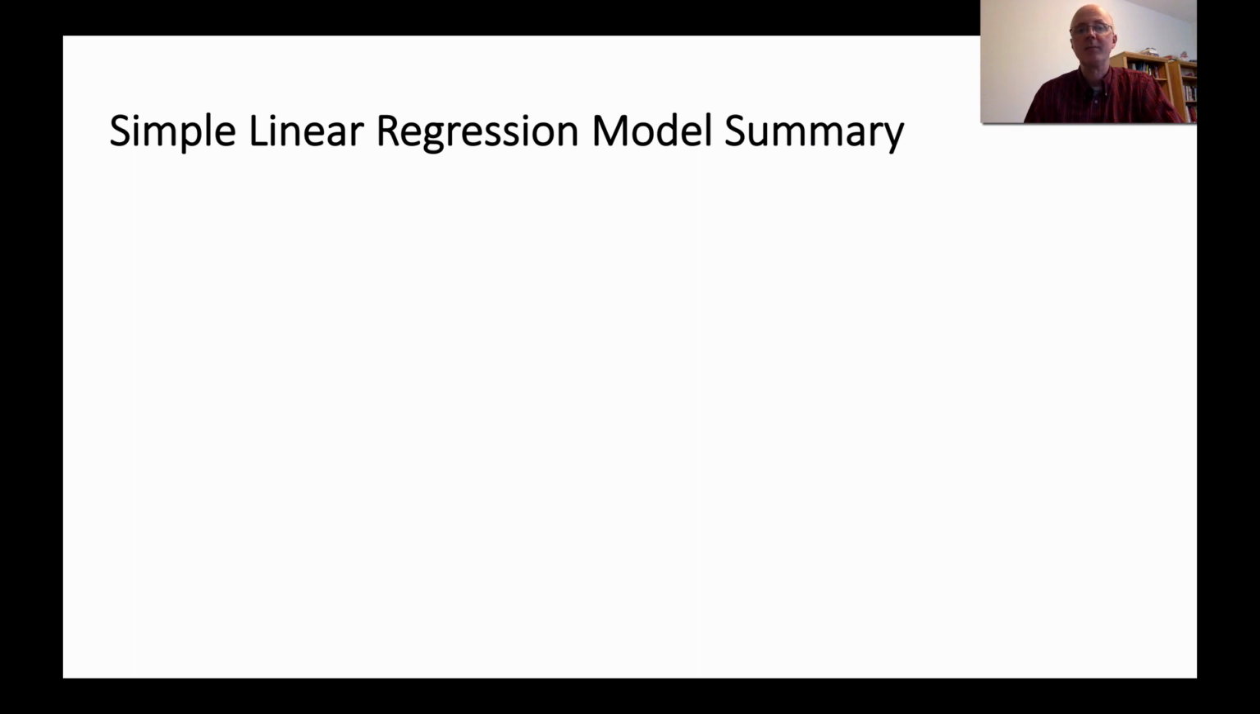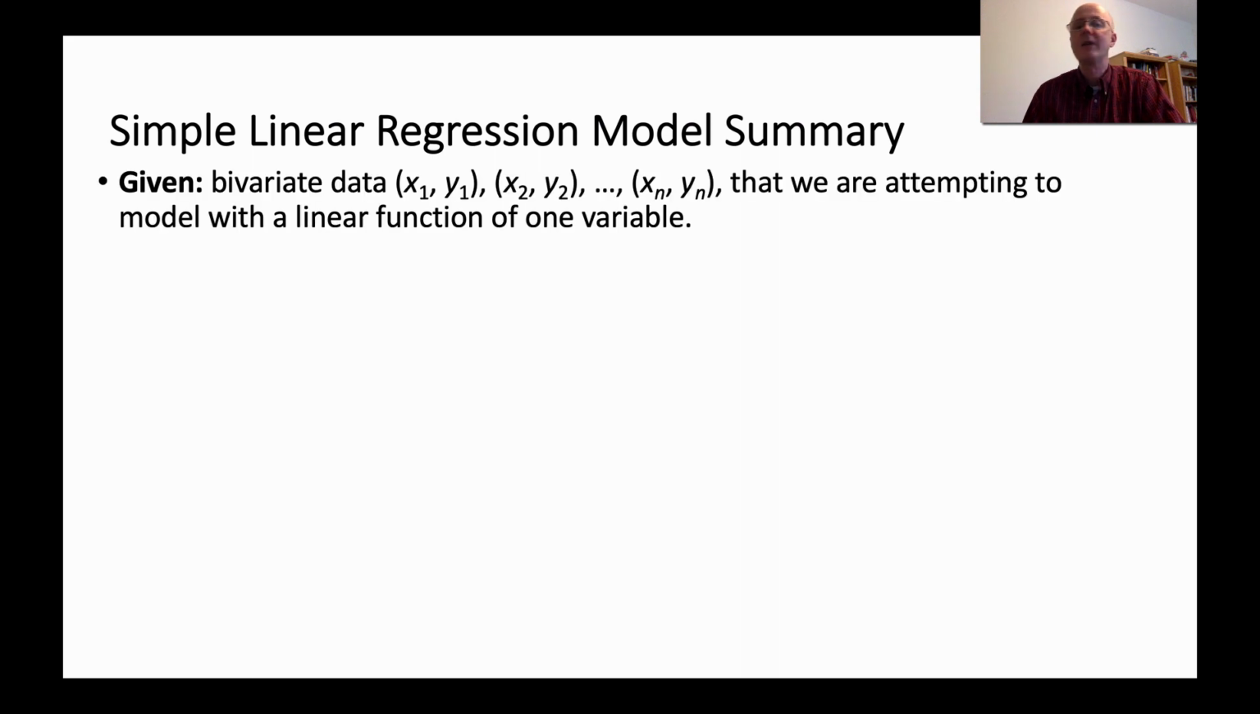All right, so let's start by summarizing simple linear regression. Again, this was the focus in lectures 17 and 18. We've got bivariate data in this case, x's and y's. The x's are our explanatory variables and the y's are our response variables. And we're attempting to model this with a linear function of one variable. In lecture 18, we used a quadratic function.